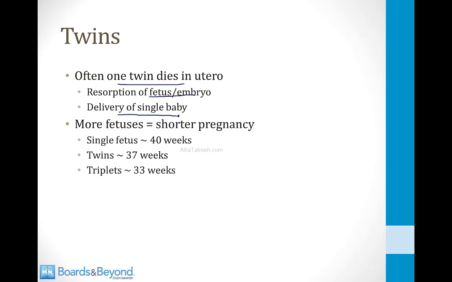In addition, you should know that when there are more fetuses in the womb, the pregnancy becomes shorter. So a single fetus pregnancy is about 40 weeks. Twin pregnancies are usually about 37 weeks, and triplet pregnancies, which are very rare, are about 33 weeks.